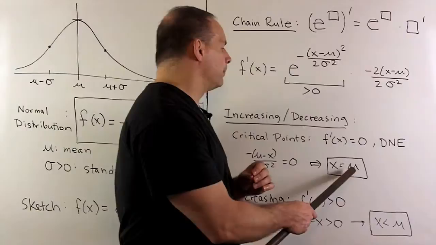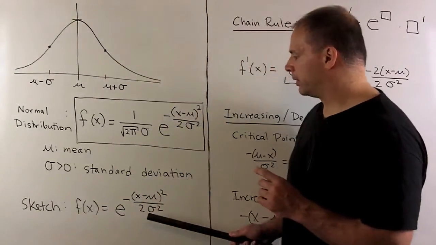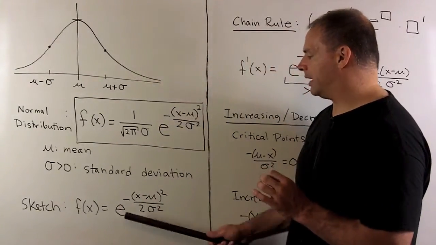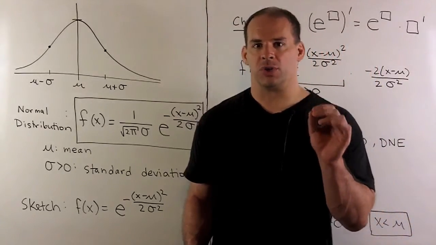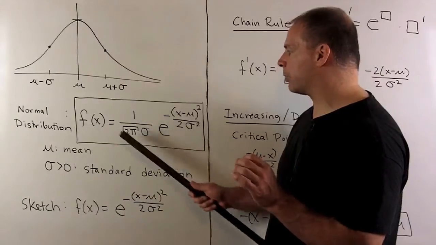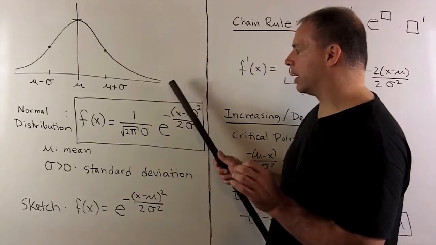So we have only one critical point at our mean. Now, if we put our mean back into the original function here, we'll have e to the 0. So at the mean, the value of our function is 1. And just note, if we put the scalar back in, we'll have this value here.